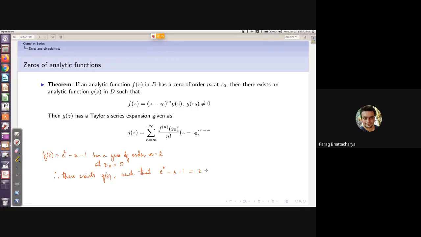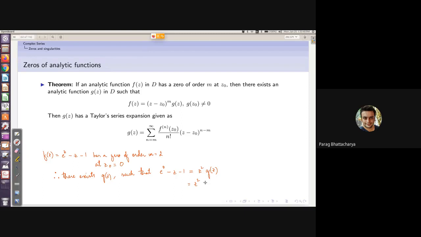z minus z naught, z naught is 0 only, right? So z minus z naught is z to the power m, m is 2, so z square times g of z. So this gives us z square, and what is g of z? g of z has got a Taylor series expansion. So in this case, what is the Taylor series expansion? It is simply f n z naught by n factorial into z minus z naught to the n minus m. So n starts from m. Let me write this summation here.